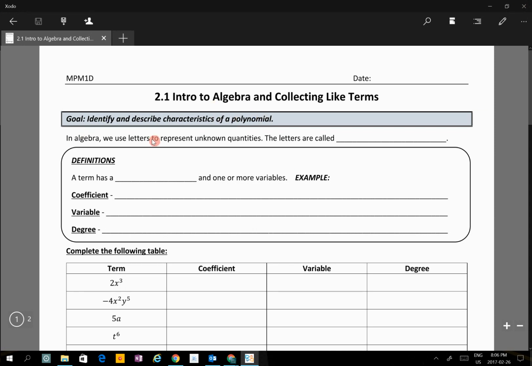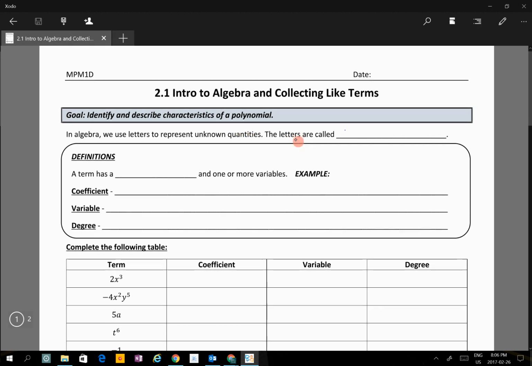In algebra, we use letters to represent unknown quantities. The letters are what we call variables. To understand the meaning of the word variable, this means something that changes. We're not going to be stuck to just one number. The number can now change, and it's called variable because that number is changing.